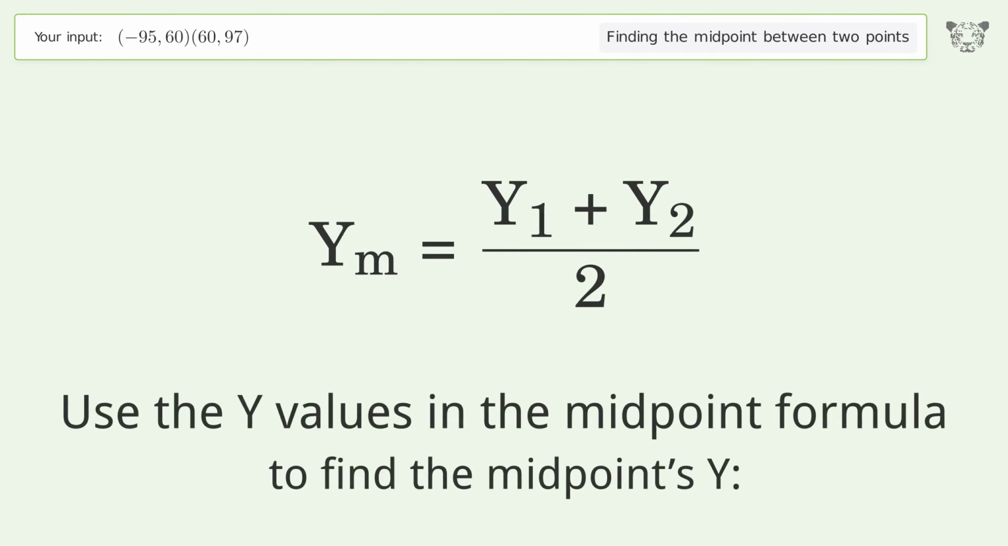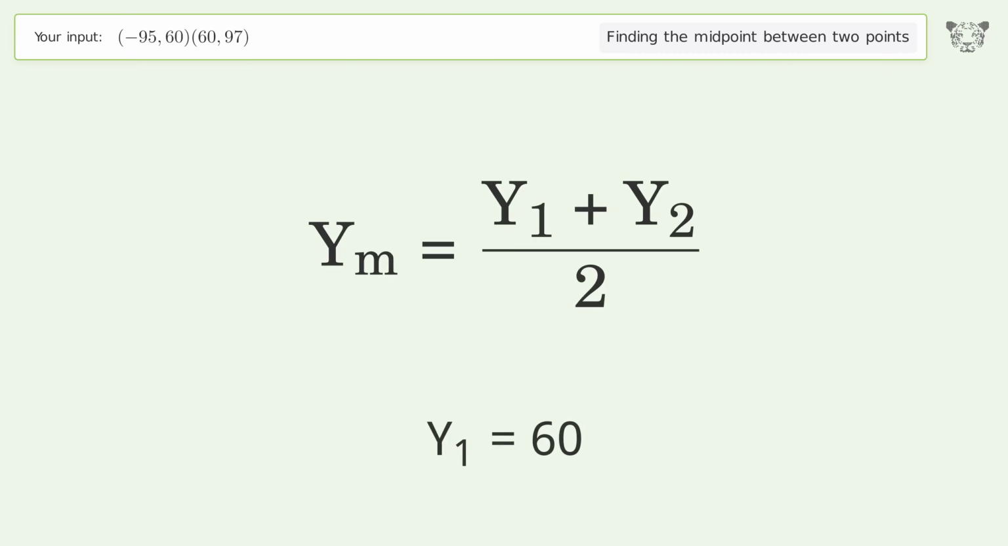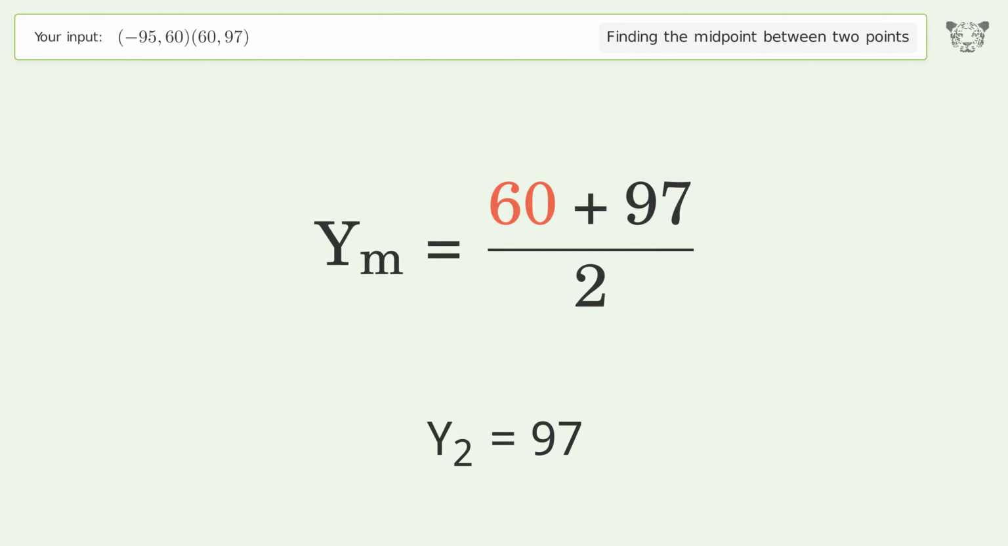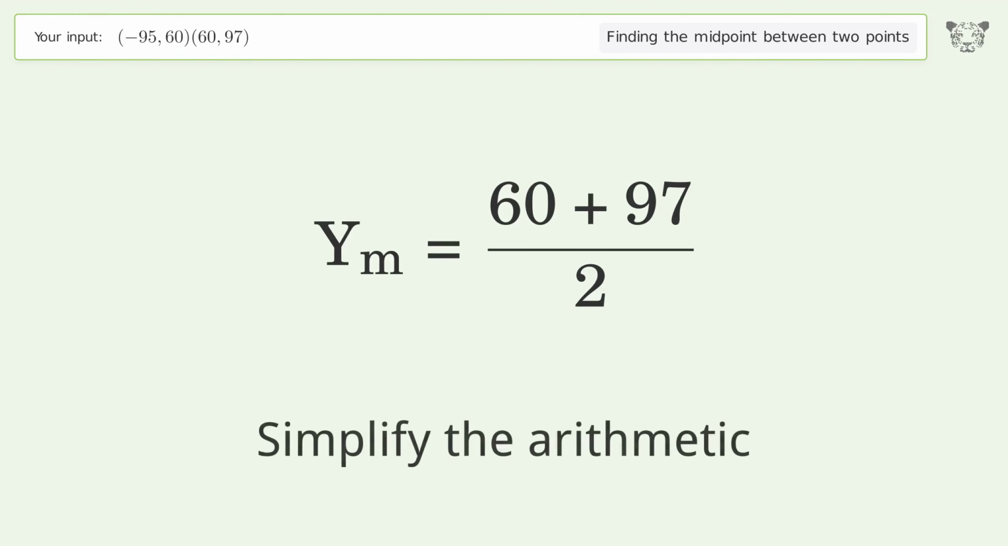Use the y values in the midpoint formula to find the midpoint's y. y1 equals 60. y2 equals 97. Simplify the arithmetic.